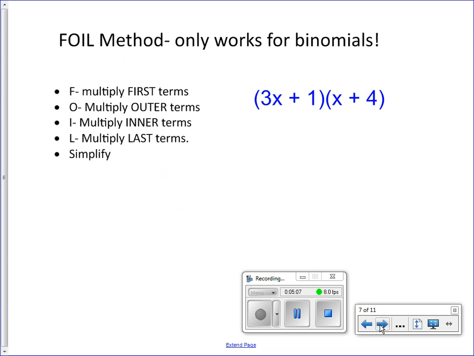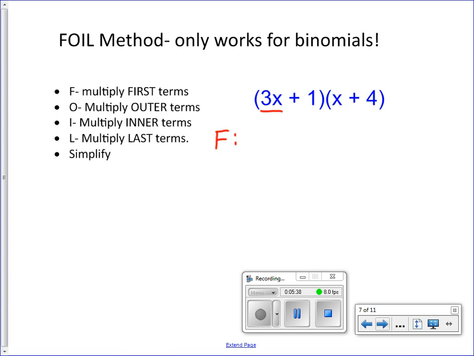All right, so we're going to use the FOIL method, and this is not in your notes. So just please watch and listen, and if you have a question, please jot it down and make sure that you bring it to class. Now, the FOIL method only works for binomials. There has to be two terms in each polynomial for this to work. So, multiplying first terms together.